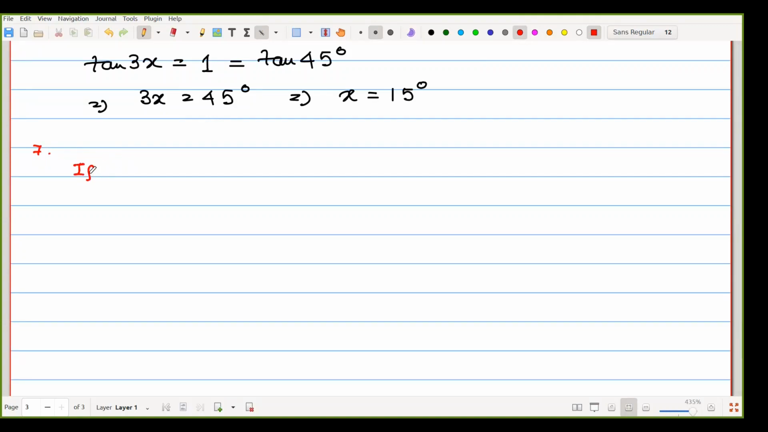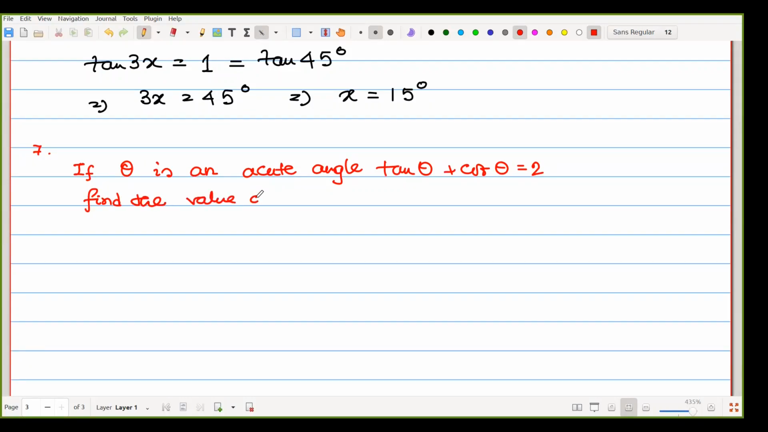If theta is an acute angle, tan theta plus cot theta is given as 2. Find the value of tan to the power 7 theta plus cot to the power 7 theta.